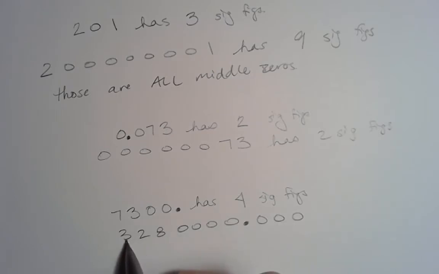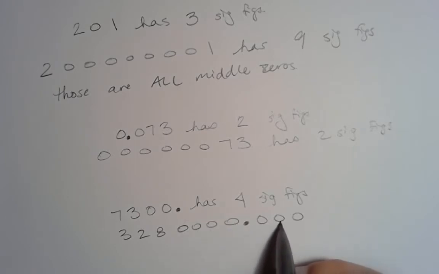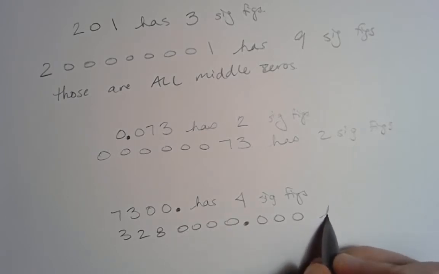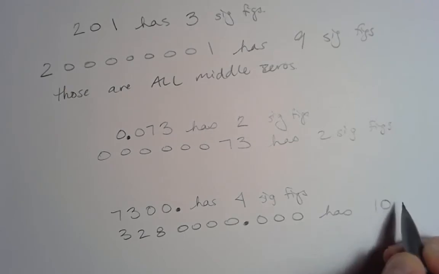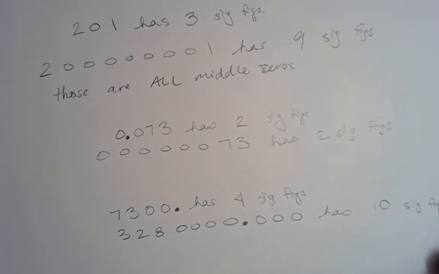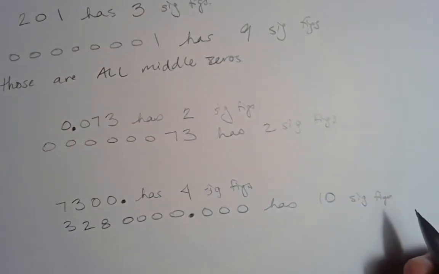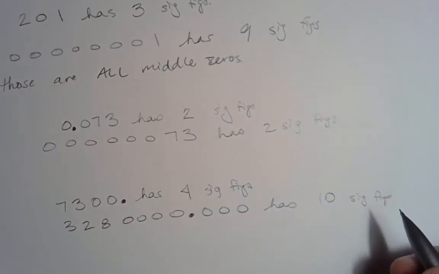Okay, so this one number has 1, 2, 3, 4, 5, 6, 7, 8, 9, 10. That number has 10 sig figs. Because all of those zeros are ending zeros and there's a trailing decimal, those are all significant.